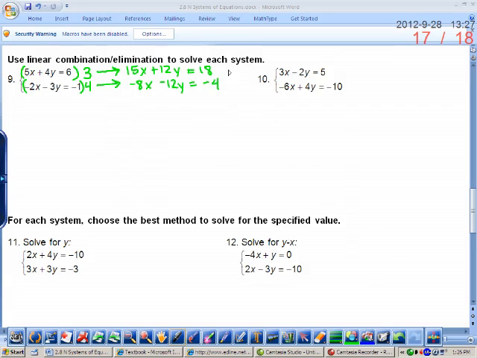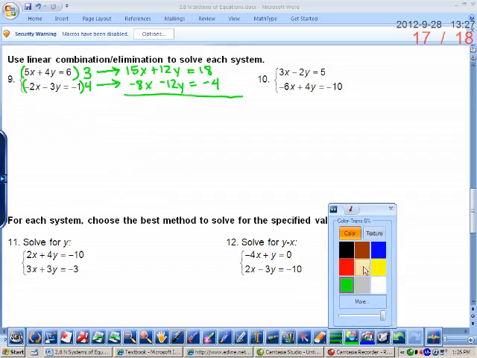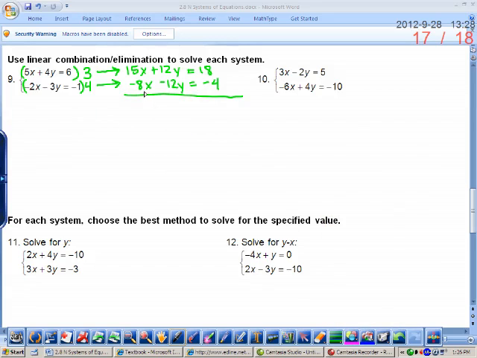All right. Now that I've got this set up, I'm going to add down by my columns. Okay? I'm going to add these. So 15x minus 8x, what's that going to give me? 12y minus 12y equals 18 minus 4, 14. So what is x? 2. Okay? What do I do from here?